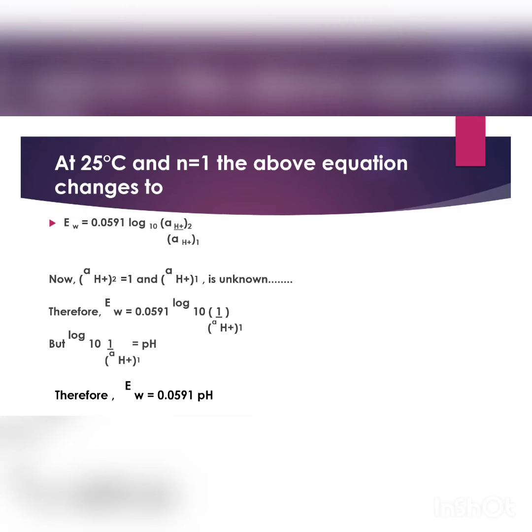But here we know that log of 10 into 1 divided by the activity of H plus ions of solution 1 is equal to pH. Therefore, when we substitute in the above equation, we get EW is equal to 0.0591 into the pH. The pH value we have got as log of 10 into 1 divided by the activity of H plus ions of solution 1 is equal to pH. Hence, we have substituted in this equation.